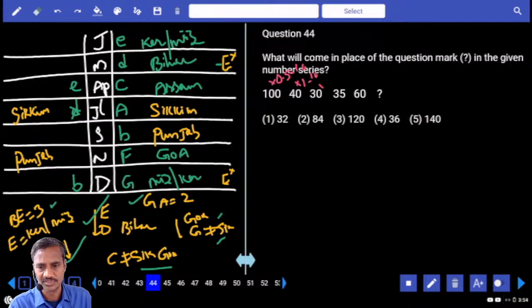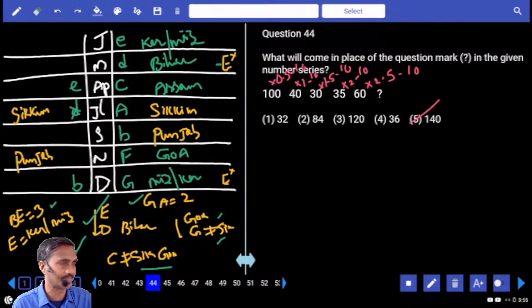And next one, 0.5, 1, 1.5. 30 into 1.5 is so much? 45 minus 10. 0.5, 1, 1.5, into 2 minus 10. Next one into 2.5 minus 10. Now into 2.5 means 60 into 2.5 is 150, minus 10, 140, choice. Into 0.5, 1, 1.5, 2.5 and minus 10 is subtracted.